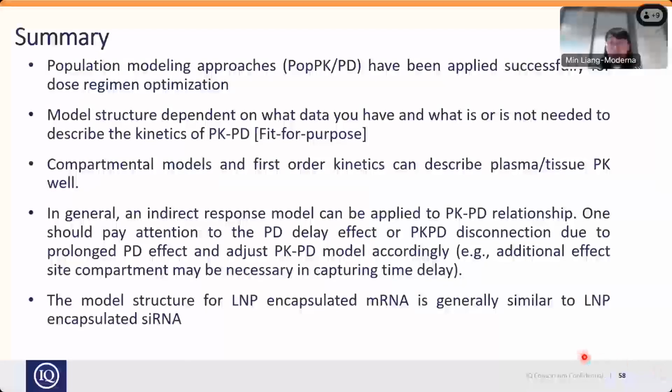To give a brief summary, population PKPD modeling and simulation have been applied successfully for dose regimen optimization, and the model structure depends on available data. Modified compartmental models could describe mRNA PK pretty well. In general, an indirect response model can be applied to the PK/PD relationship. As Tao mentioned early on, because the mRNA needs to synthesize protein, there's a delay. So the model structure of the lipid nanoparticle encapsulated mRNA is similar to that of the lipid nanoparticle encapsulated siRNA.